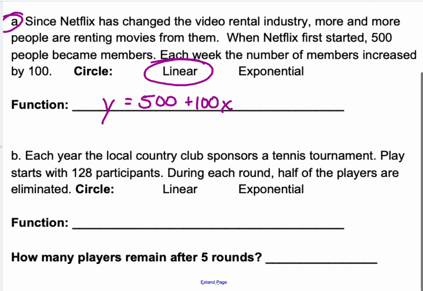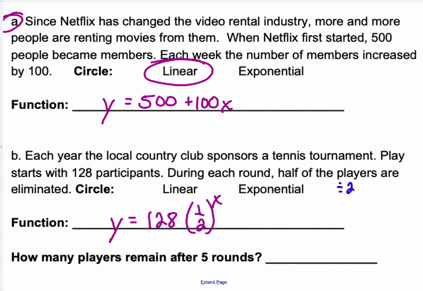Next one. Each year, the local country club sponsors a tennis tournament. Play starts with 128 participants. During each round, half of the players are eliminated. So here's what my function is going to look like. I had 128, but each time I'm going to multiply it times 1/2 to see how many are left. So times 1/2 to the x power. So for every round, it's going to be another 1/2 that's being multiplied as I work my way down. So you can think of here as we're dividing by 2, or we're multiplying times 1/2 each time, which makes it an exponential function.